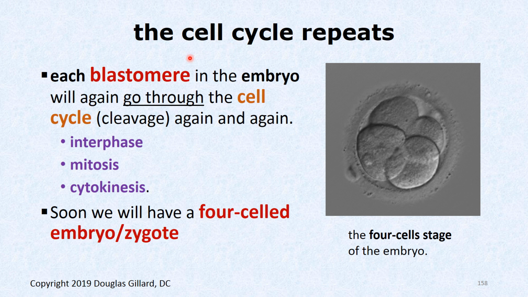Right, so each blastomere is going to repeat. It's going to go through mitosis, interphase, cytokinesis, and then we're going to have a four-celled little zygote, if you will, or embryo, whichever you want to call it. And this embryo is getting bigger. Each time these cells are dividing, for a while, it's going to get bigger and bigger and bigger. Note the zona pellucida right here. That's the zona pellucida.